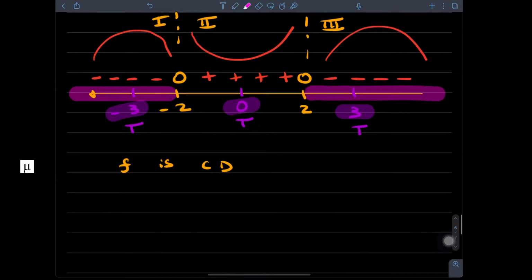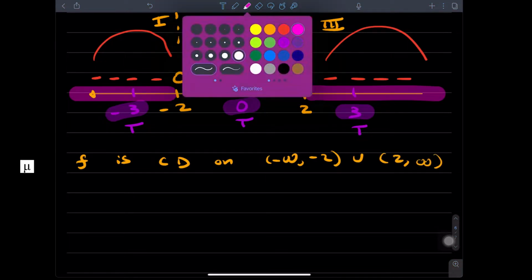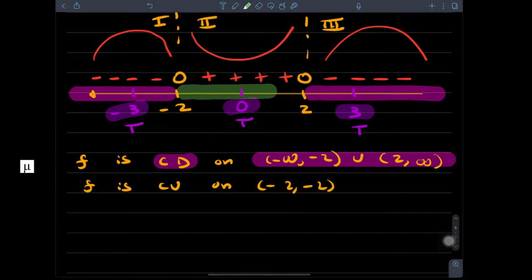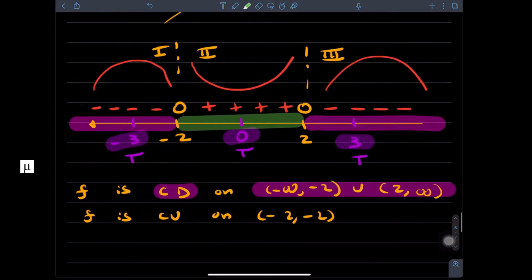Where's concave down? Union what? Right, isn't that concave down on these intervals? F is concave up where? From -2 to 2, right in here. Okay.